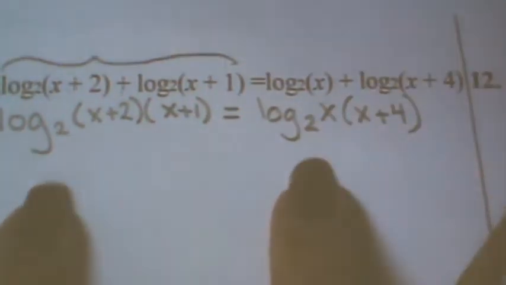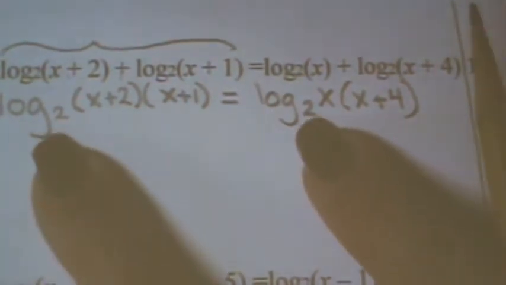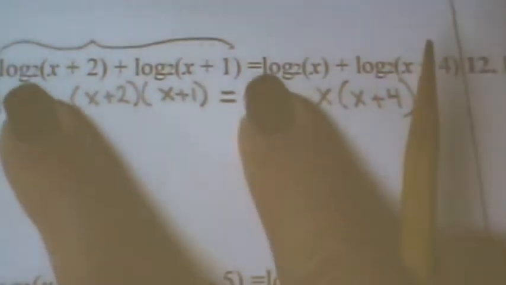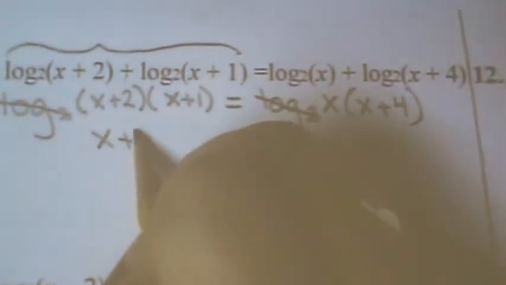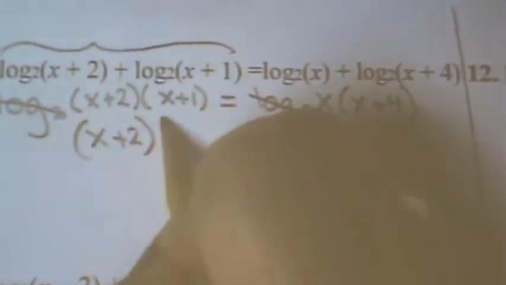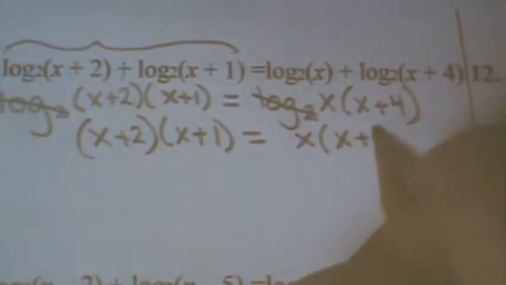Now, does this look like 1 through 10? Yes. What could I cross out? The logs. These log base 2s. What stands remaining is x plus 2 times x plus 1 equals x times x plus 4.